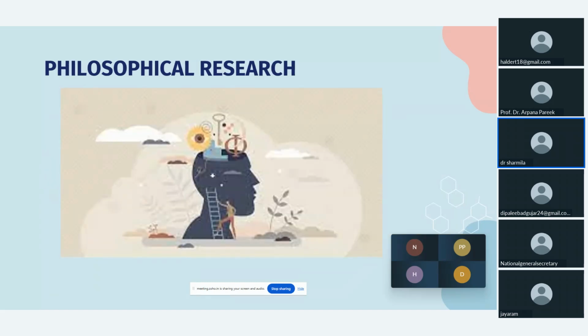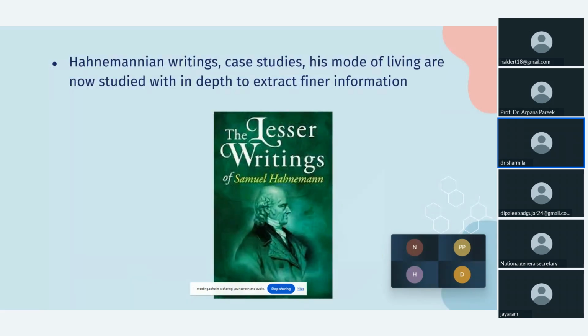This is very easy, the philosophical research, and my favorite. This is one of the examples I'm giving you regarding philosophy. Hahnemann's writings are there. You have different case studies mentioned in the lesser writings, his mode of living. So what you can do is go into a deeper level to find out the finer information. Everything we know is not there.